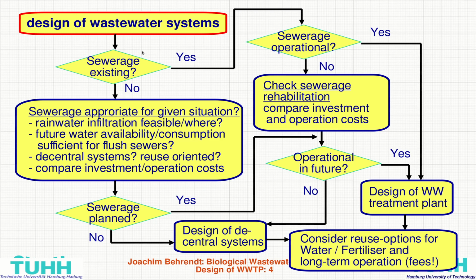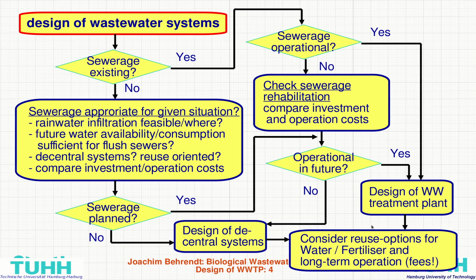Finally, if you start to design a wastewater or water system, you have to ask if there is a sewerage system existing. This is in many cases the case, at least in Central Europe. And then you also have to check if this system is working okay, or if there are maybe big renovation demands. And if you say yes, this is working, then you can go to the design of the wastewater treatment plant.